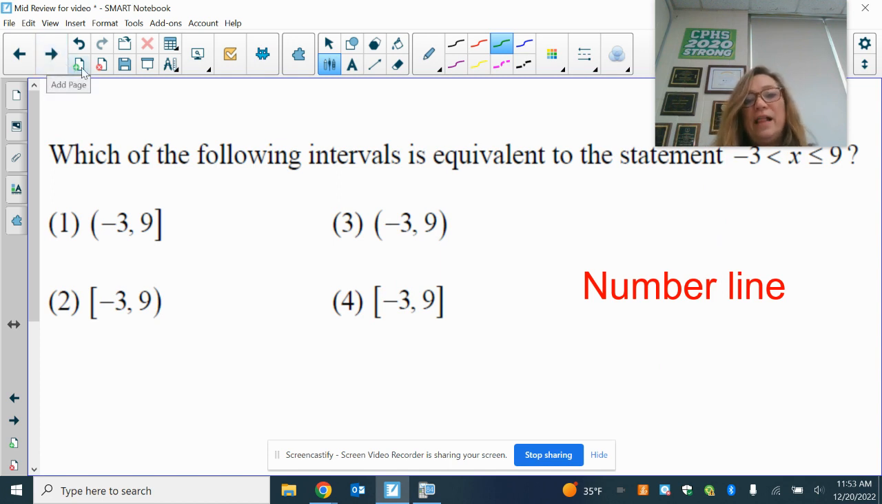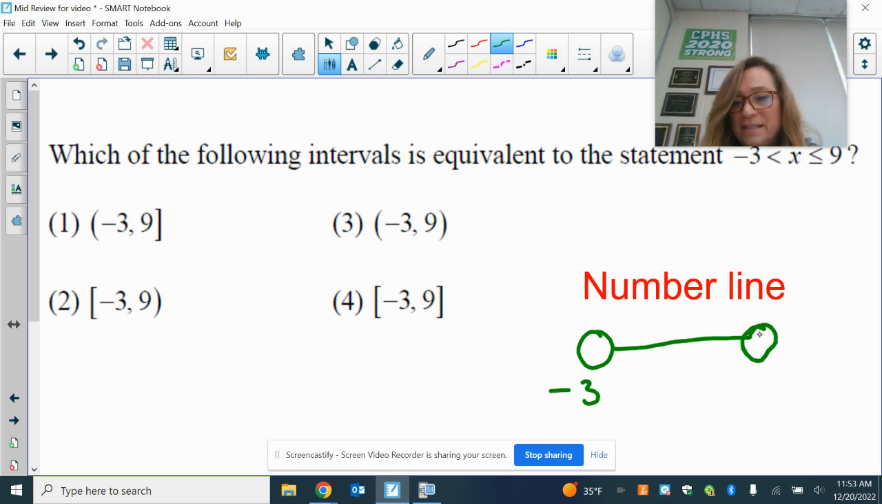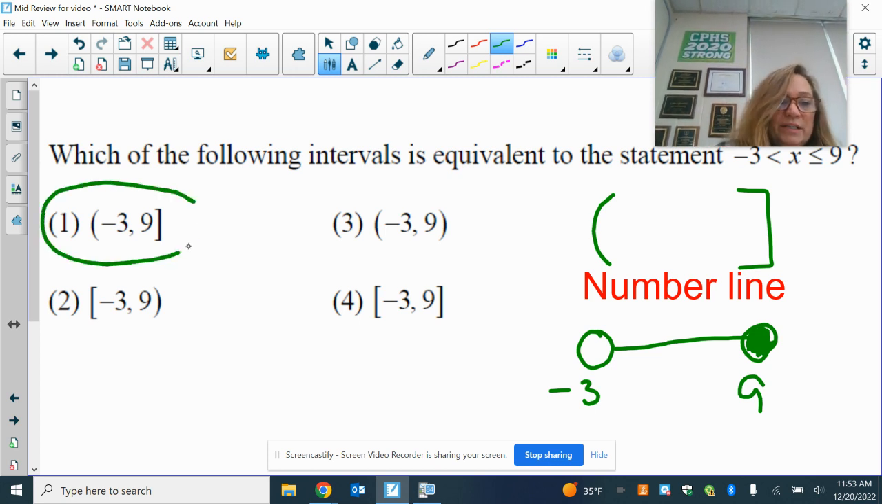Okay, which of the following intervals is equivalent to the statement? Okay, so I'm going to talk about the number line. The number line would have an open circle at the negative 3, and it would have a closed circle or a solid or a filled circle, however you want to describe it, at the number 9. So the number line would look like that. The open circle is the same as having the curved parentheses, and the closed circle is the same as having the square bracket. So that's going to match up to choice 1.